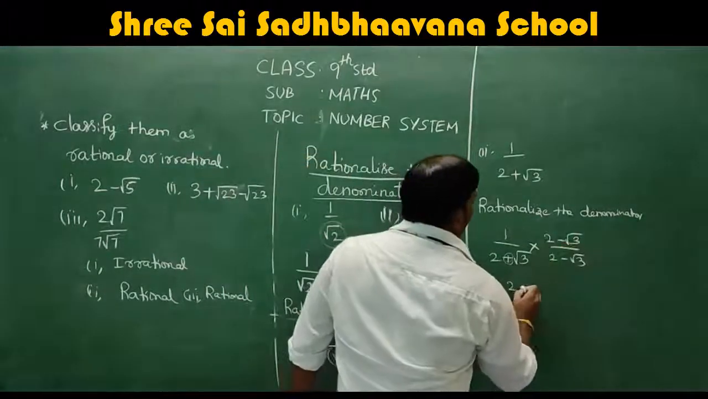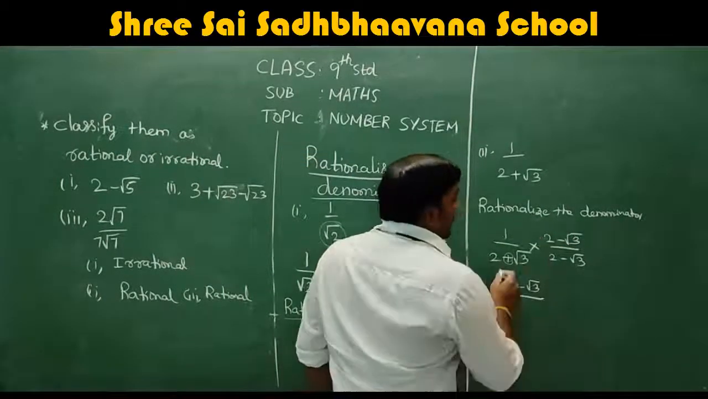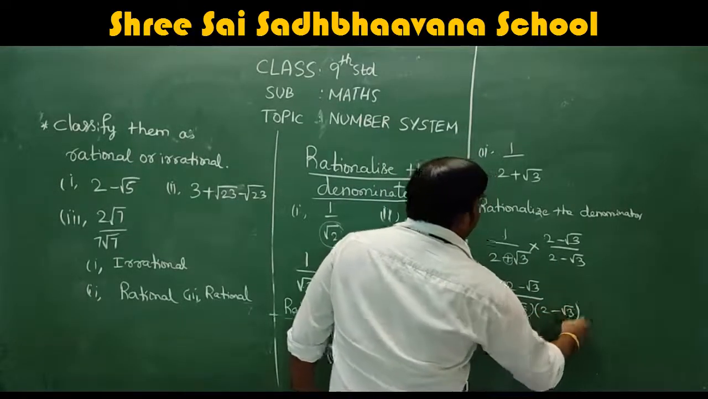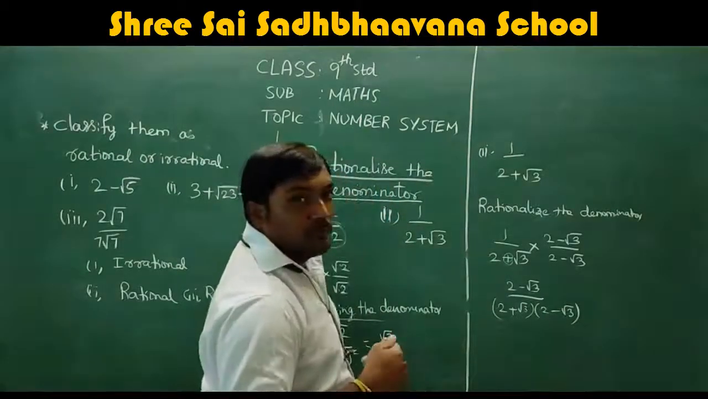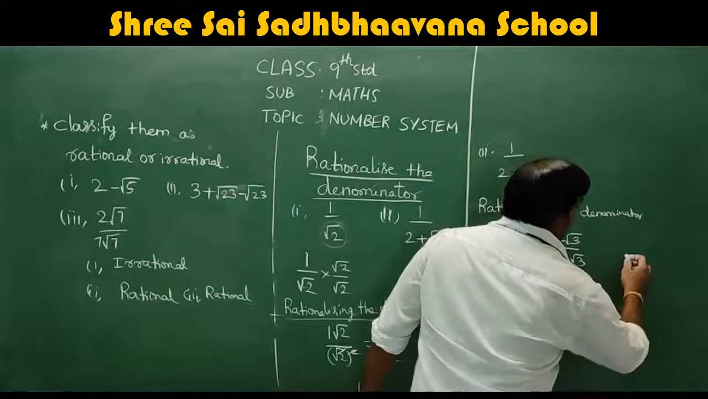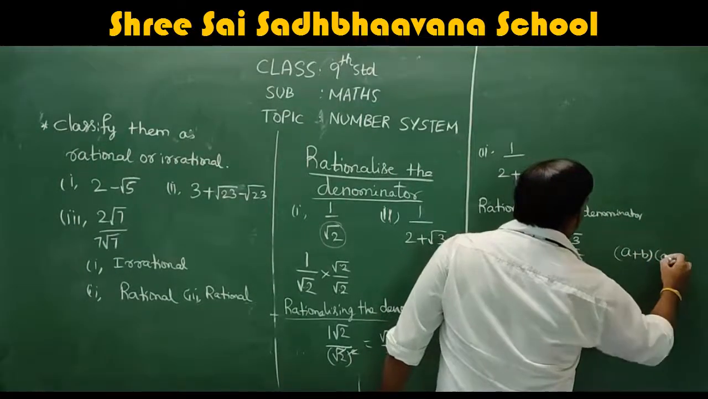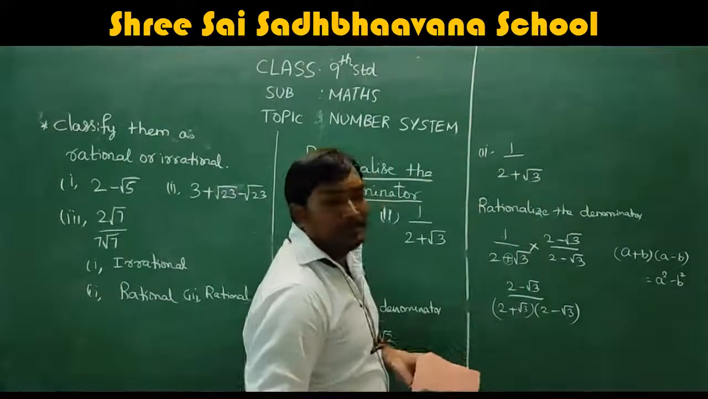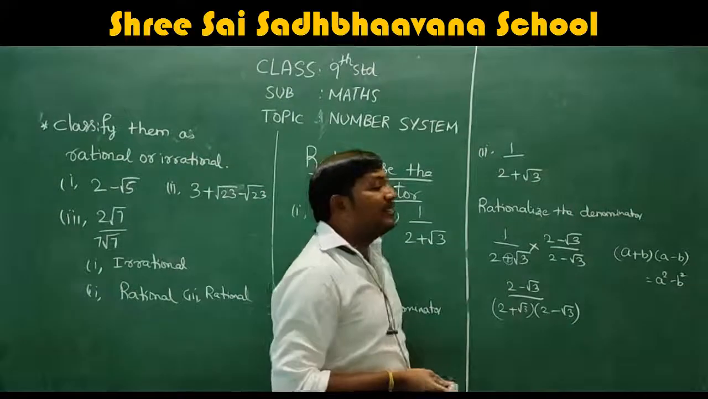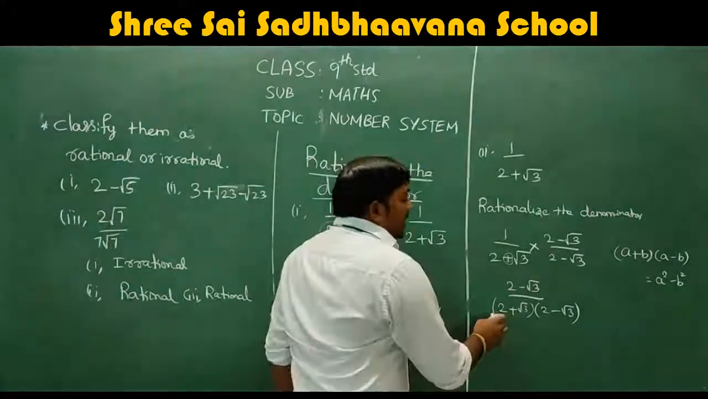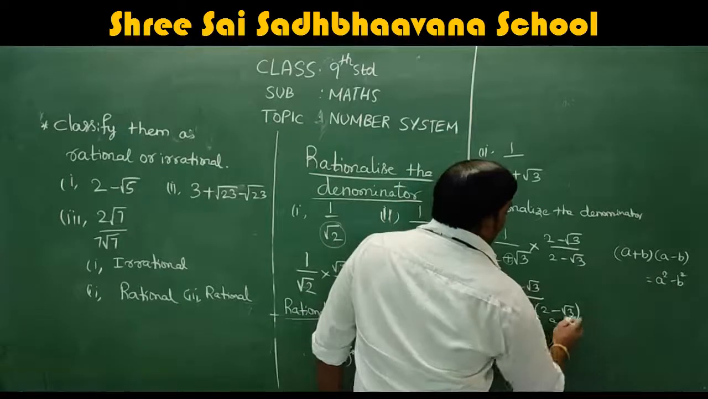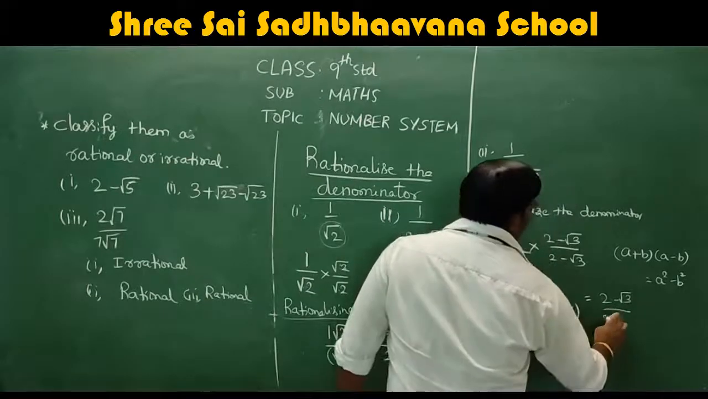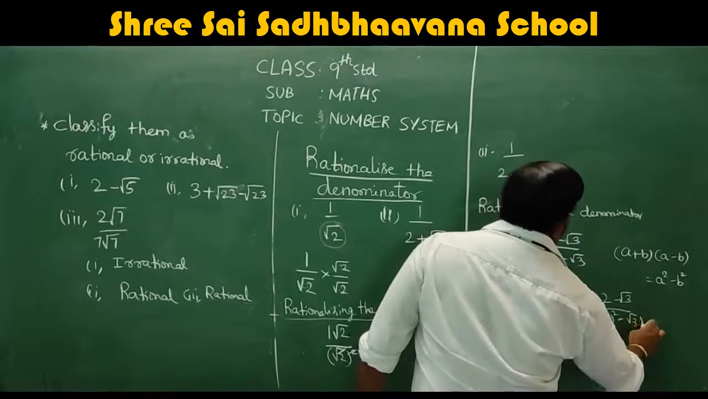And you are multiplying with that number and dividing also with that number. So 1 into 2 minus root 3 is 2 minus root 3. This will become 2 plus root 3 into 2 minus root 3. And we know the formula a plus b into a minus b, which we studied as x plus y into x minus y. So a plus b into a minus b is a square minus b square. Take this as a, this as b, which gives 2 minus root 3 divided by 2 square minus root 3 square.